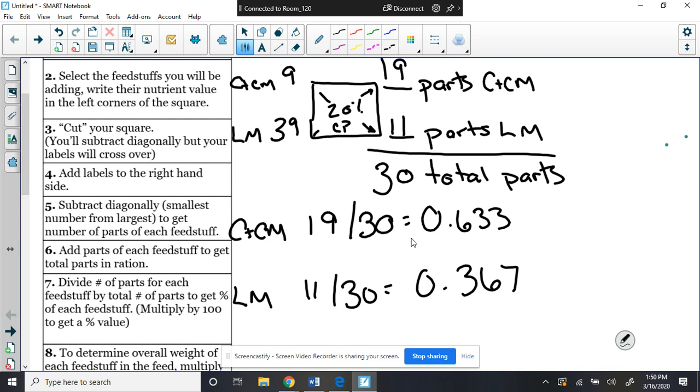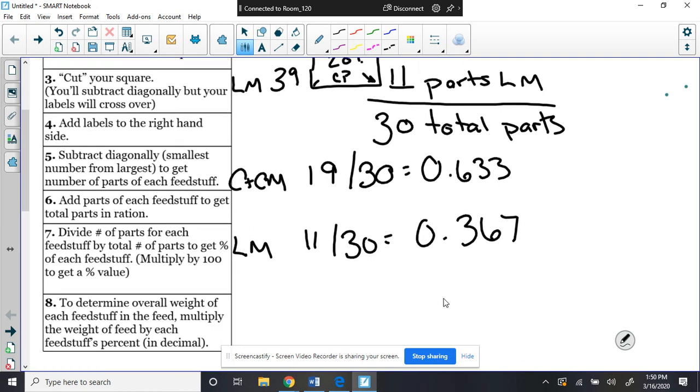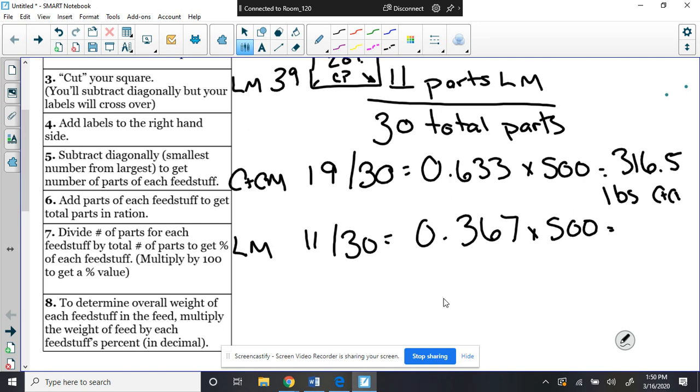I have the percents for each feedstuff. The next thing I need to do, which is the last thing I need to do, is to determine the overall weight of each feedstuff in the feed. I want to multiply its percent by the weight of the feed I'm trying to make. My problem told me that I needed 500 pounds. So for each of these decimal values, I'm going to multiply by 500. And that is going to give me my answer. So when I multiply those out, I'm going to get about 316.5 pounds of corn and cob meal.